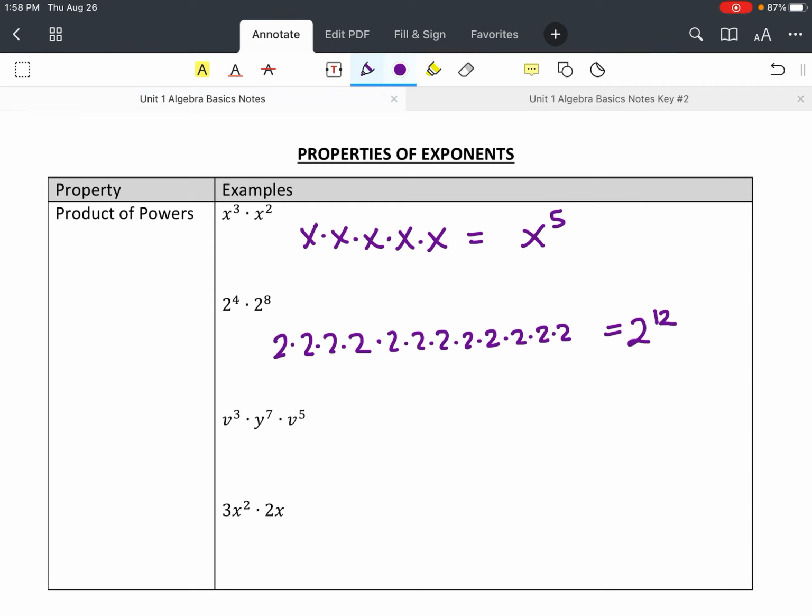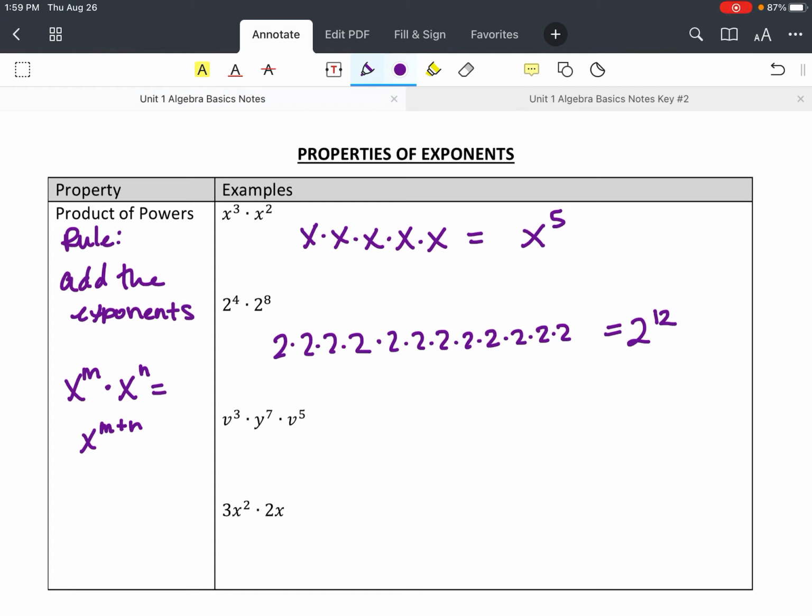I would like you to look at, we have x to the 3rd and x to the 2nd. We are adding those exponents to get x to the 5th. The same is true in our example using the 2's. So the rule for product of powers, where we are multiplying, is to add the exponents. The mathematical way to say that is x to the m times x to the n is equal to x to the m plus n. Please notice that in this example, the bases are the same.